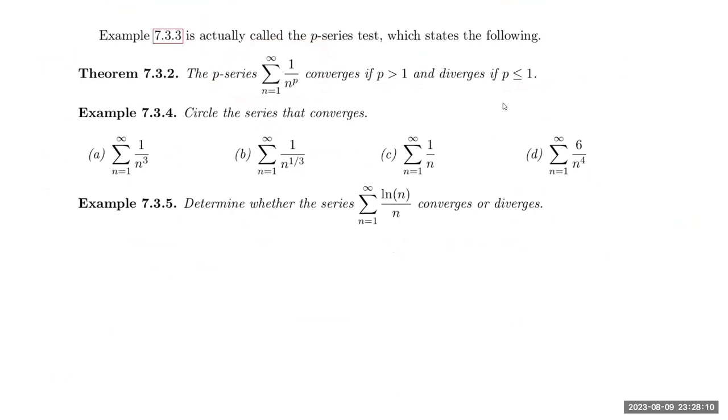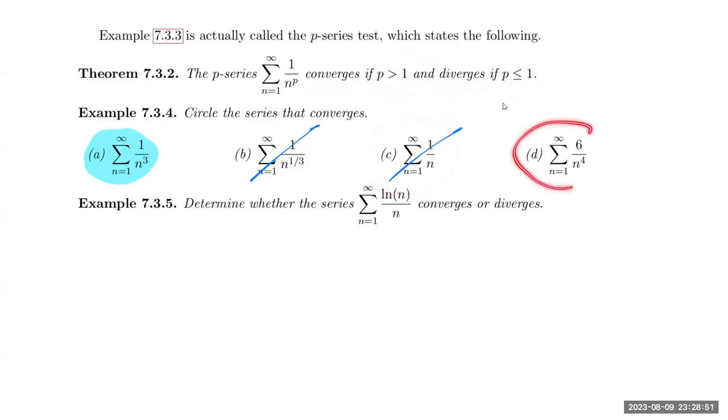All right, so let's have a look at a quick example. Let us circle the ones where the series converges by the p-series test. Well, the first one, part A, will converge because the value of p here, which is 3, is greater than 1, therefore it converges. Part B and C do not converge. For B, we have 1/3, which is less than 1, therefore it diverges. For C, we know that's the harmonic series, so automatically that will also diverge.